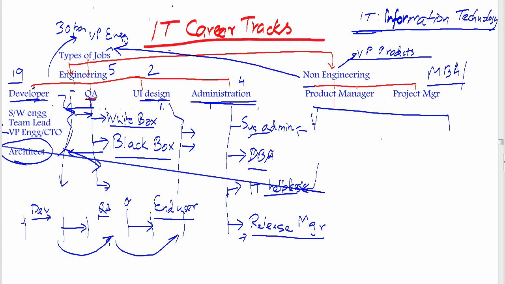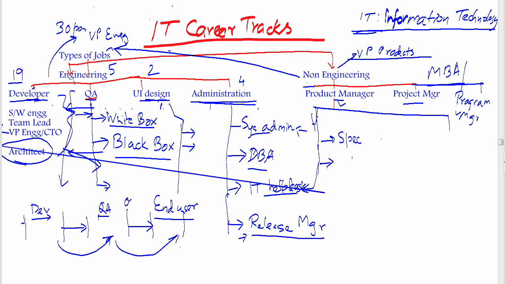So non-engineering roles, again, there are different types. One is product manager, then there is project manager, and then you may have heard of something called program manager. Essentially, these product manager and program manager roles involve writing what you can call a functional spec, or specification, for the product.